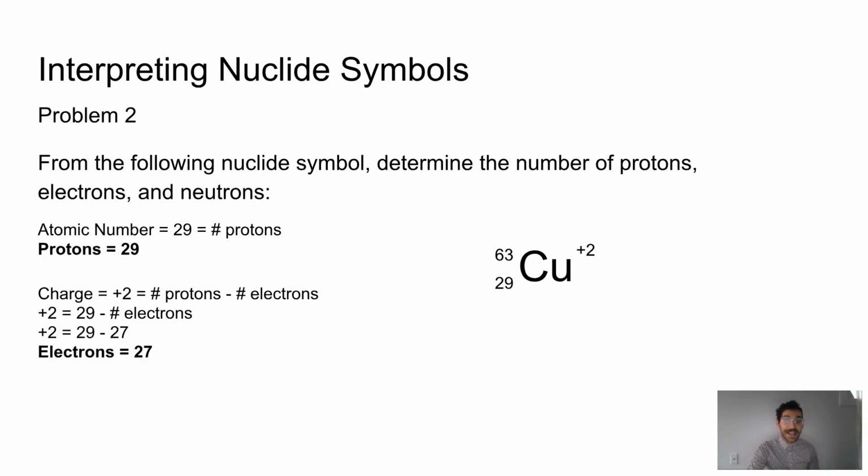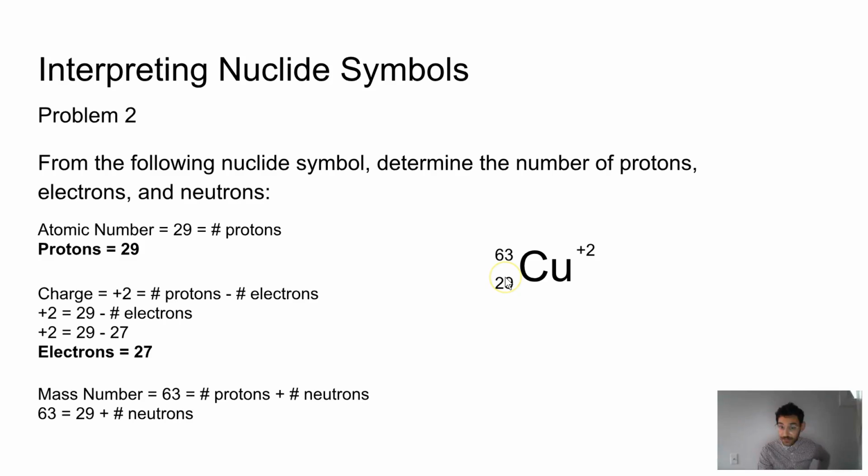And last, I can get the number of neutrons. I know my mass number is protons plus neutrons. Well, that tells me that 63 is equal to 29 plus another number. That's going to be 34. I know that I have 34 neutrons. Sweet.